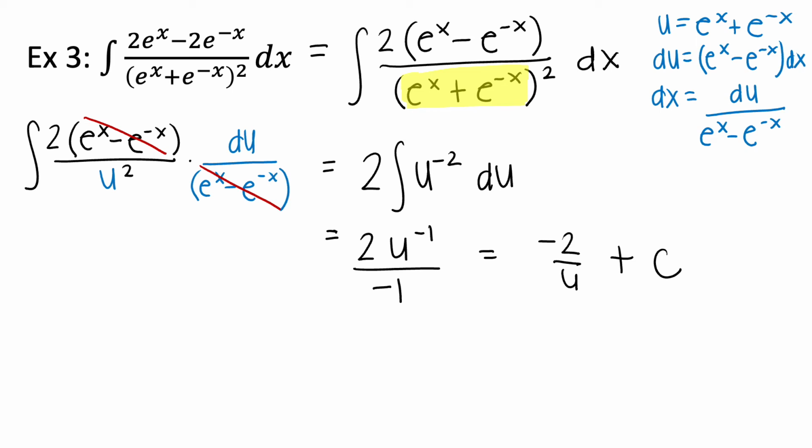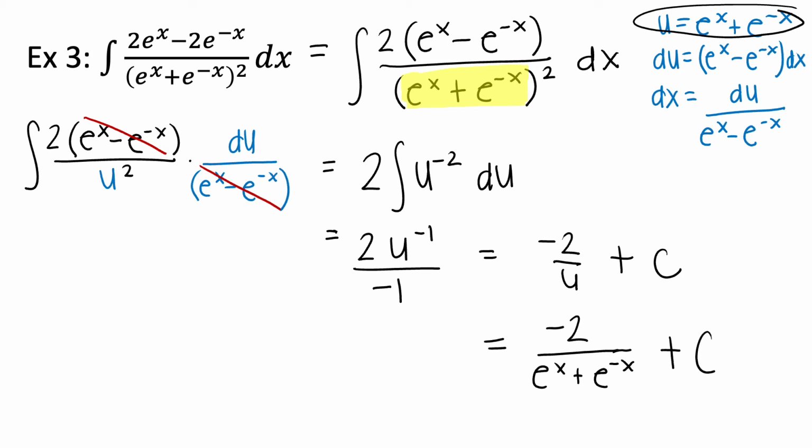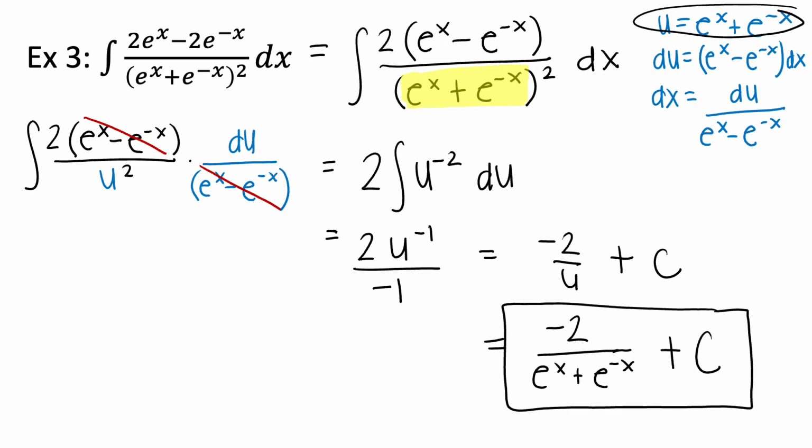And our final step is going to be to replace our u with what we substituted in the beginning. So this integral is going to be equal to negative 2 over e to the x plus e to the negative x. And then because this is an indefinite integral, we need to keep that plus c. So a basic u substitution problem that started out looking crazy, we had to simplify, use our basic u substitution, and we ended up with our final answer.